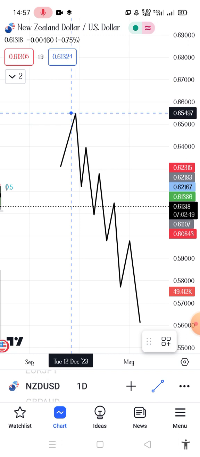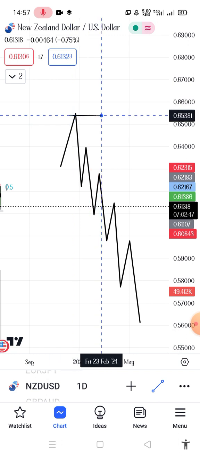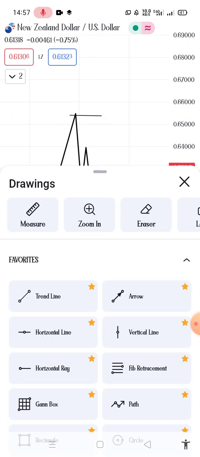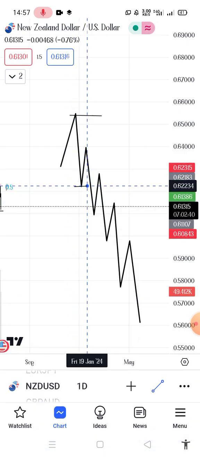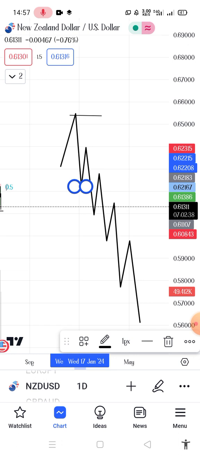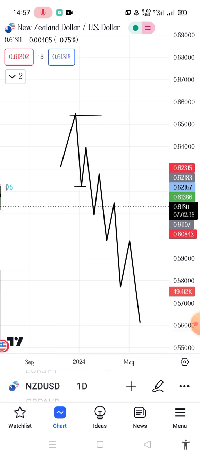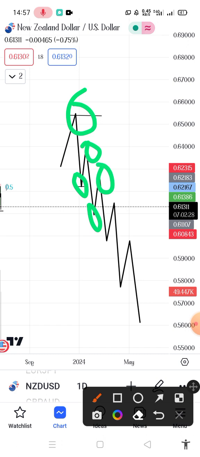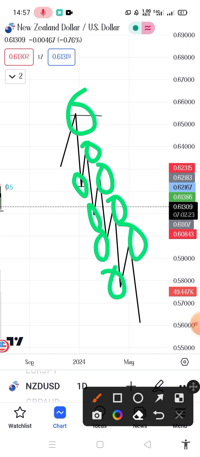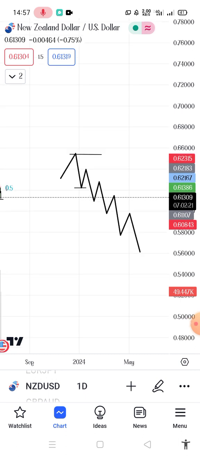higher highs, this, and higher lows, this. It makes a higher high, this is the higher high, this higher high, higher low, higher high, higher low, higher high, and higher low. Then it makes a higher high here. So this is what the downtrend is made up of.